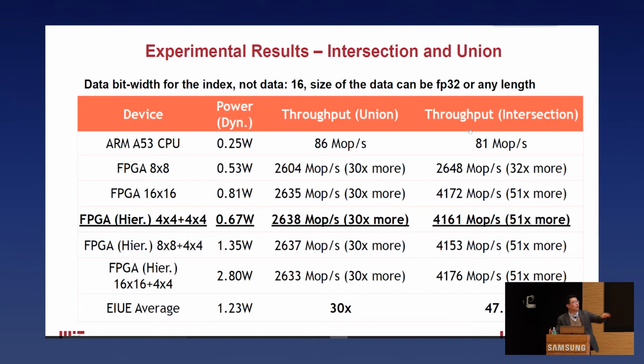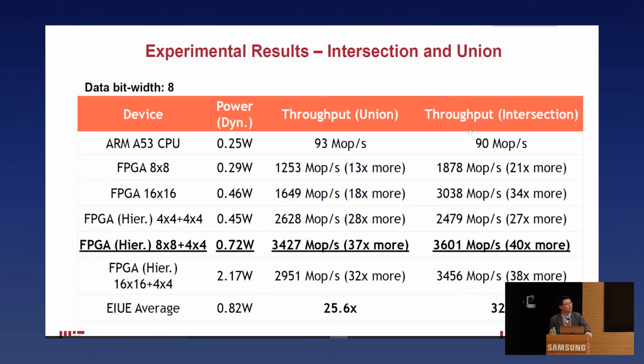So we also talk about the hierarchical array, right? On the fourth line, we have a hierarchical array of 4 and 4 to have an array size of 16. You see, it consumes less dynamic power than the 16 by 16 version, which is more efficient, but the throughput is still similar, 30 times on union, 51 times on intersection. And we can also use a lower bit width to further improve the efficiency if the size of our array is not that large. In both scenarios we have an order of magnitude improvement of the throughput, and even if we scale them to the same power, an order of magnitude better energy efficiency.